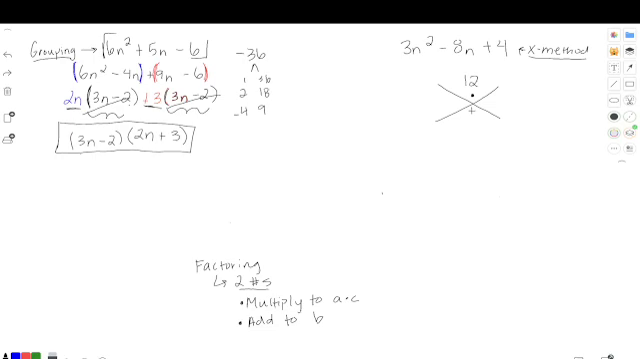Okay, so our b is -8. And again, there's significantly less pairs of numbers that we can multiply together to get 12 than there is pairs of numbers we can add to get -8. So we're going to start by finding some factors of 12. Okay, so we can do 1 and 12, 2 and 6, 3 and 4.